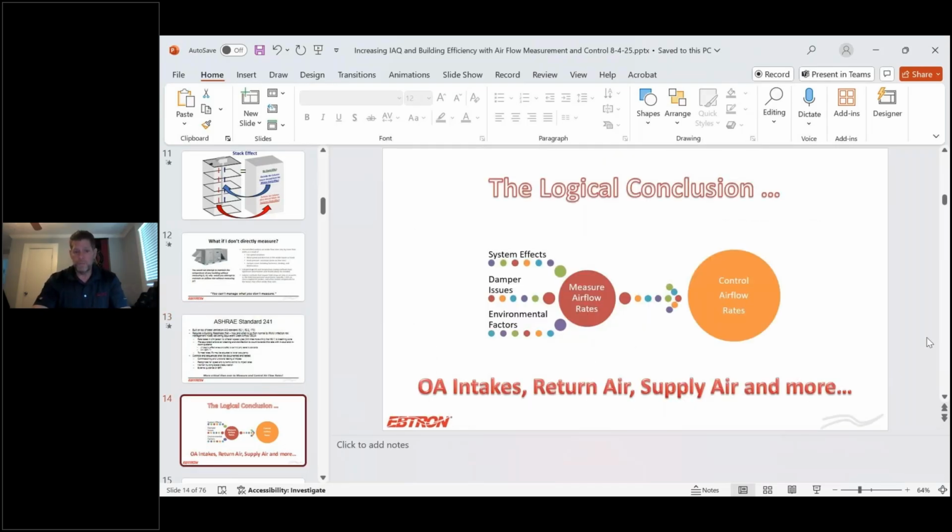So the conclusion of this section is, hey, there's a lot of things that can affect your airflow rates in outside air, return air, supply air, other areas in the HVAC system. So it's very important to measure those rates and then control those airflow rates, control the dampers based on the measured airflow rates.